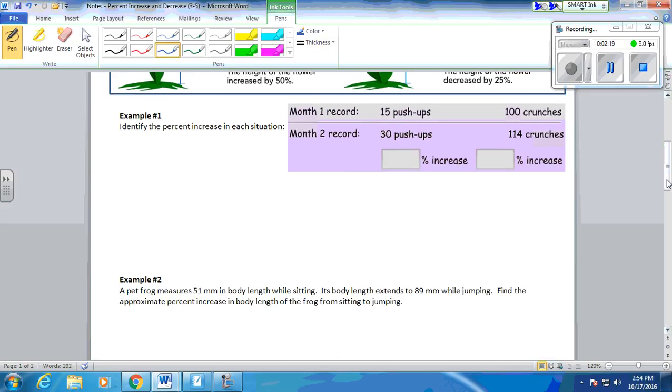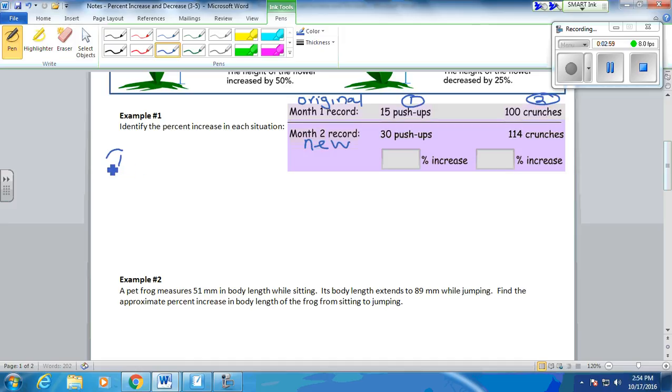Jumping into example number 1, they want us to identify the percent increase in each situation. And what we need to do is first look at what they're giving us, the month 1 record and the month 2 record. The scenarios are not going horizontally, they're going vertically. So this is your record for your push-ups, this is your record for your crunches. So month 1 record, that would be our original. The month 2 record would now be the new. This is what I was originally able to do, and now that I worked out, this is what my new record is going to be.